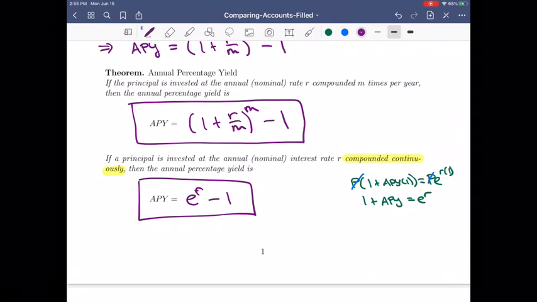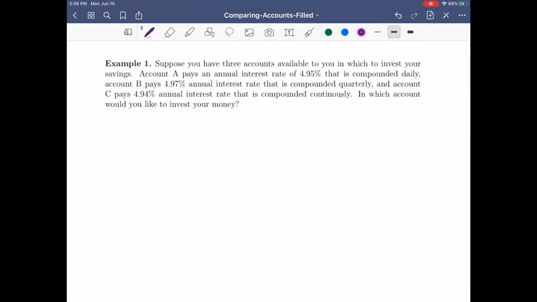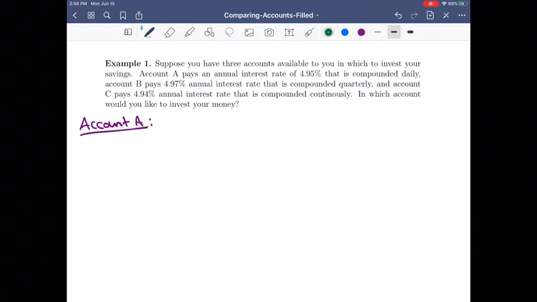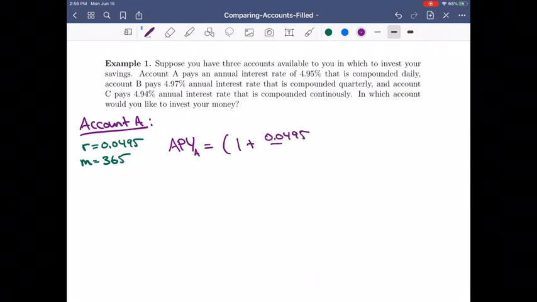So let's just do one example where we compare some accounts. Suppose you have 3 accounts available. Let's do them separately here. So account A. Let's write the information. A pays an interest rate of 4.95%. So R is 0.0495. It's compounded daily, so M is 365. Then we would want to compute APY for A. So I'm going to write APY sub A. So it's going to be 1 plus 0.0495 over 365 to the power 365 minus 1.